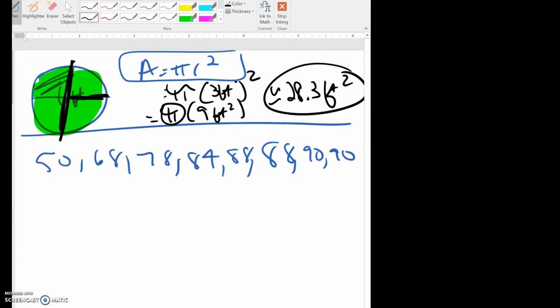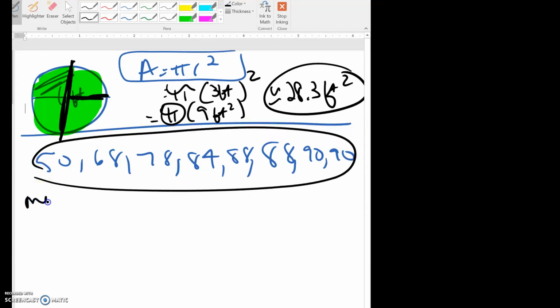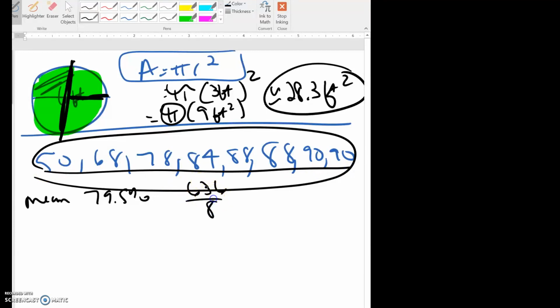All right, the next one, I went ahead and put these in order. In my answer key, to find the mean or the average, I added them up, and I divided by 8 numbers, and I got 79.5. So hopefully that's correct. I was using my phone, so that's not always the best calculator. So just add these up. I ended up getting a total of 636, and divided by 8 gives you that answer.